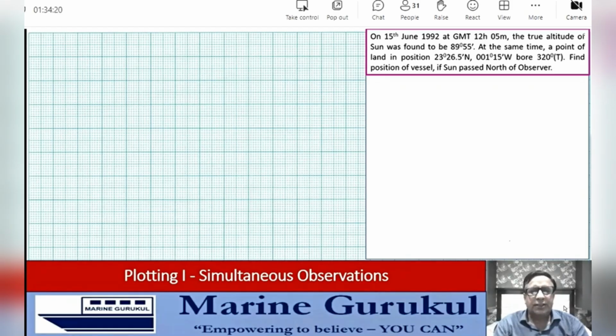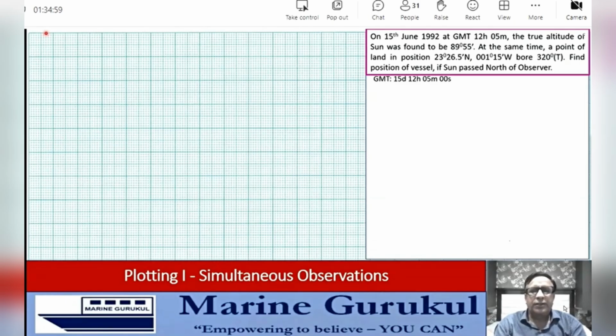Now in this case, the celestial observation shall not give us a PL because it's a high altitude observation, with an altitude of 89 degrees 55 minutes, so the TZD is only 5 minutes. Therefore, the sun observation shall give us a position circle by the method that we have discussed in our earlier videos as PC by high altitude celestial observation. The second case is a PL by bearing of an identifiable point on land, so that we are all conversant with.